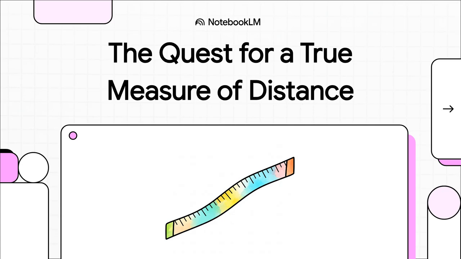Today, we're diving into what sounds like a really simple question. How do you measure the real distance between things when you're dealing with complex data? Well, it turns out the answer isn't just a straight line. It forces us to understand the hidden and kind of fascinating shape of the data itself.